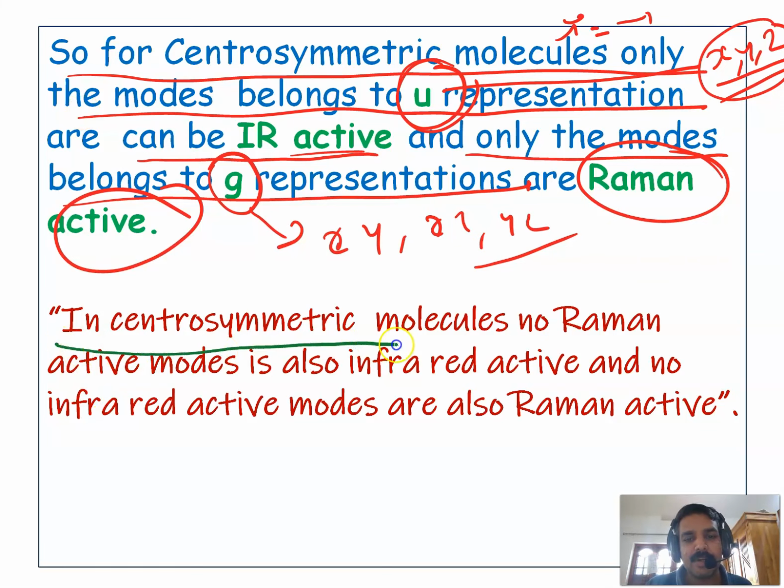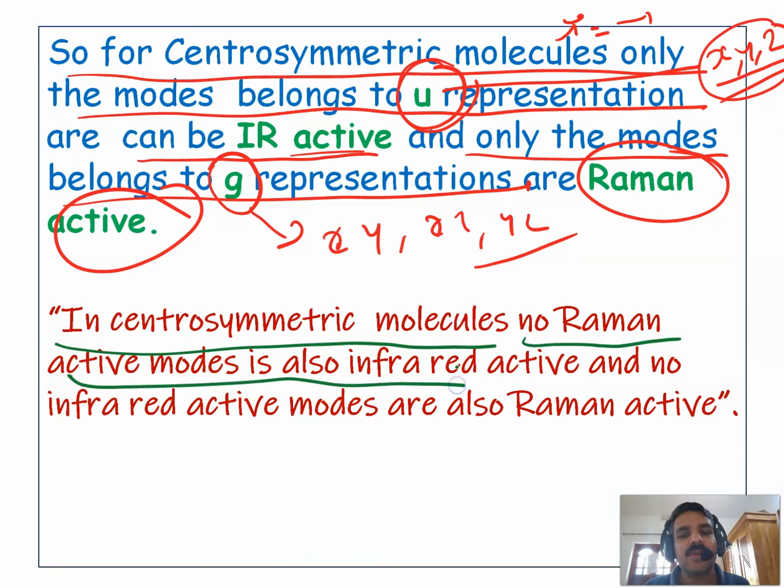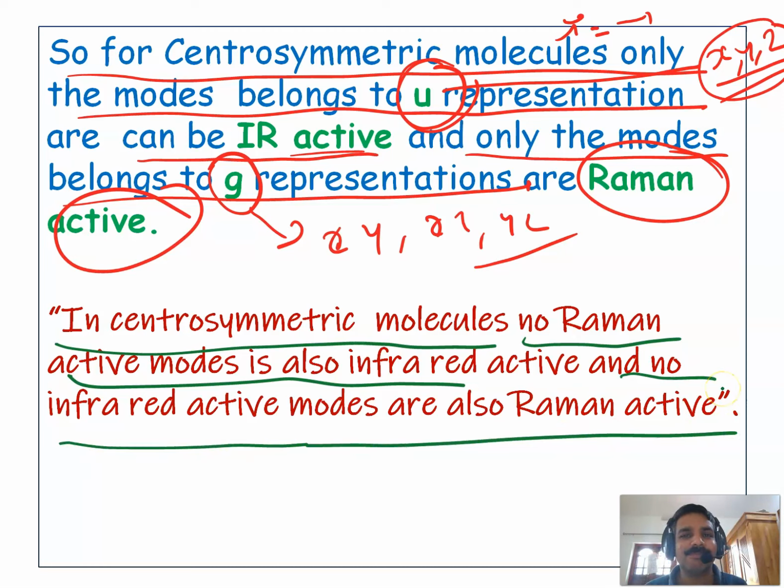That is, in centrosymmetric molecules, no Raman active mode is also infrared active, and no infrared active mode is also Raman active. This is the mutual exclusion principle. That is, the vibrations which are Raman active cannot be IR active, and the vibrations which are IR active cannot be Raman active. This is very simply explained using group theory.